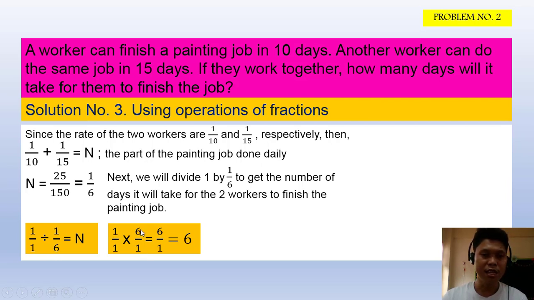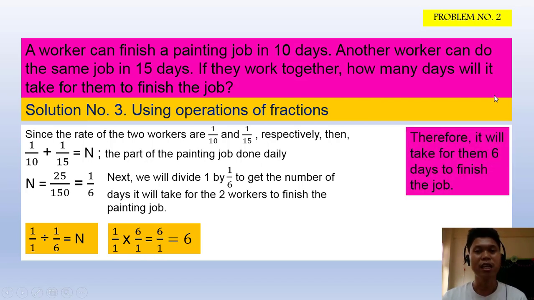So, 1 times 6 is equal to 6, and 1 times 1 is equal to 1. 6 over 1 is equal to 6. Therefore, it will take for them 6 days to finish the painting job. So, the same result pa rin ang lumabas kahit 3 solutions ang ginamit. Okay?